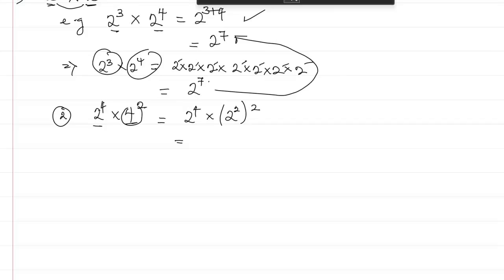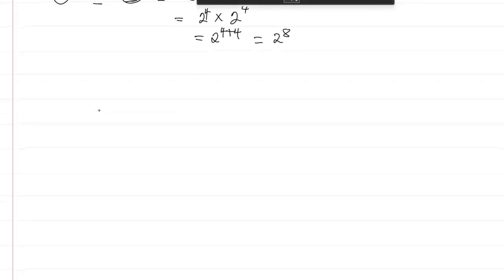Of course, this is another law, and we'll get there. When we have the power of the power, I will explain better. But when you see something like this, just multiply the powers here. So we have 2 raised to the power of 4 multiplied by 2 raised to the power of 4, because 2 times 2 here is 4. And that's going to give you 2 raised to the power of 4 plus 4, and that's 2 to the power of 8. That's what this is for the first law.